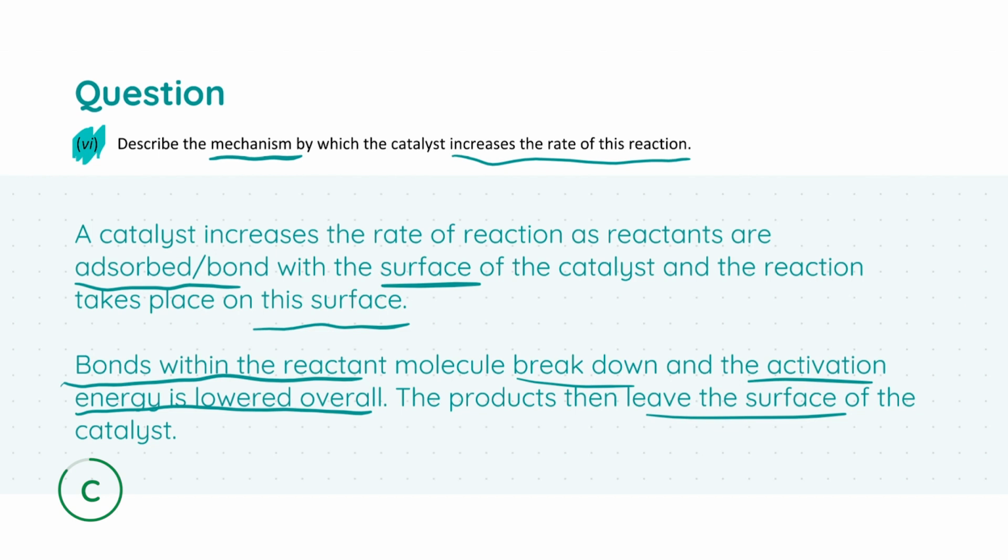The important takeaways are that the reactants are adsorbed onto the surface, or, if you want to phrase it that way, occupy active sites on the catalyst. Following this, the bonds within the molecule weaken and break, and the activation energy is lowered. Then the products leave the surface and go on to form whatever they're going to form.